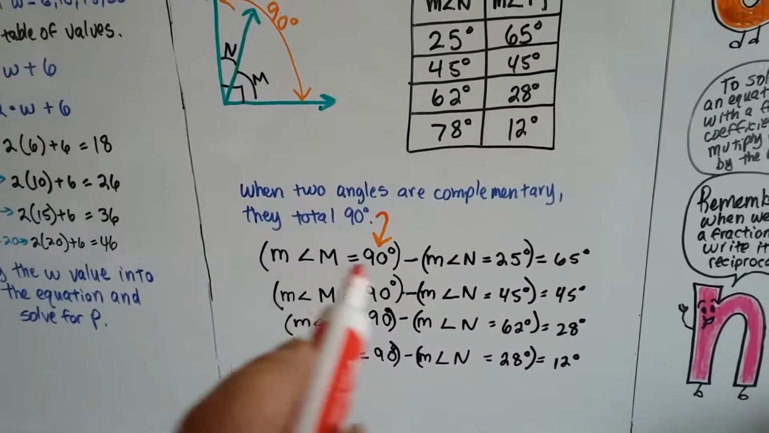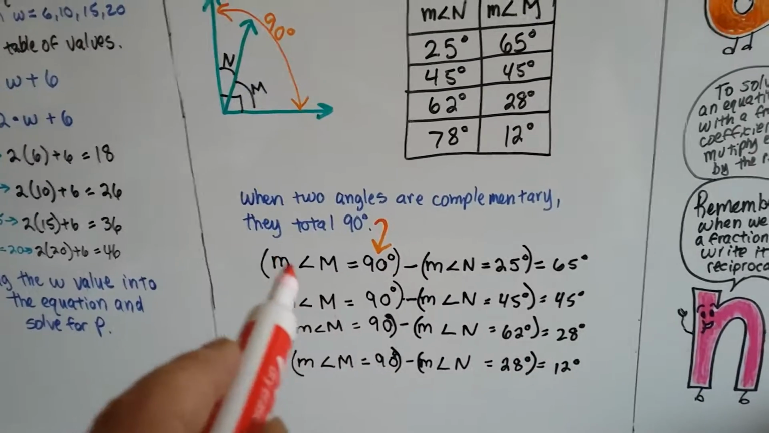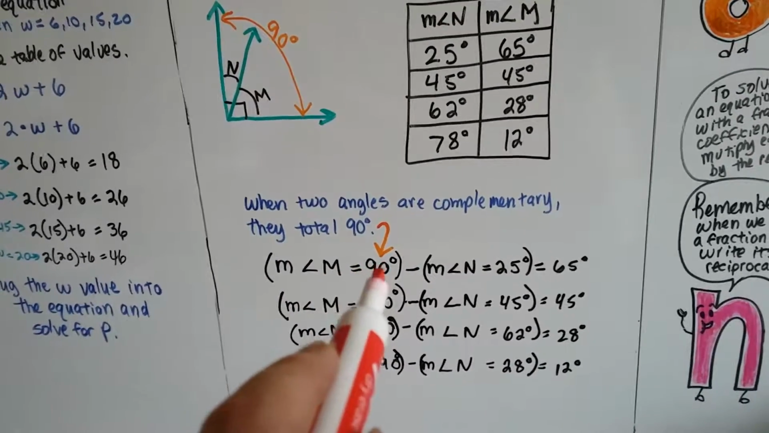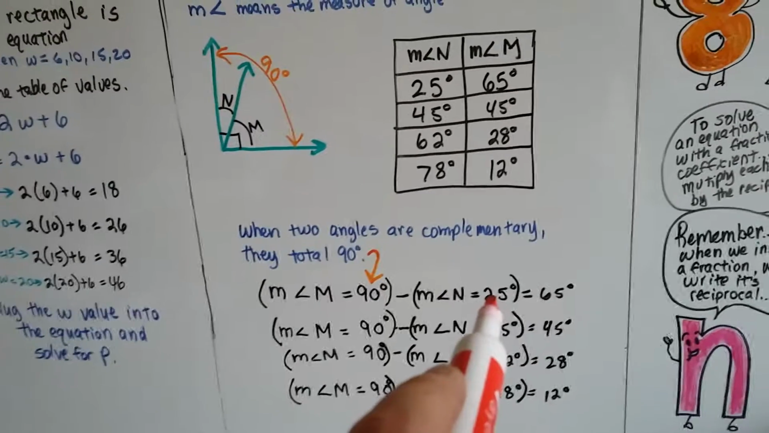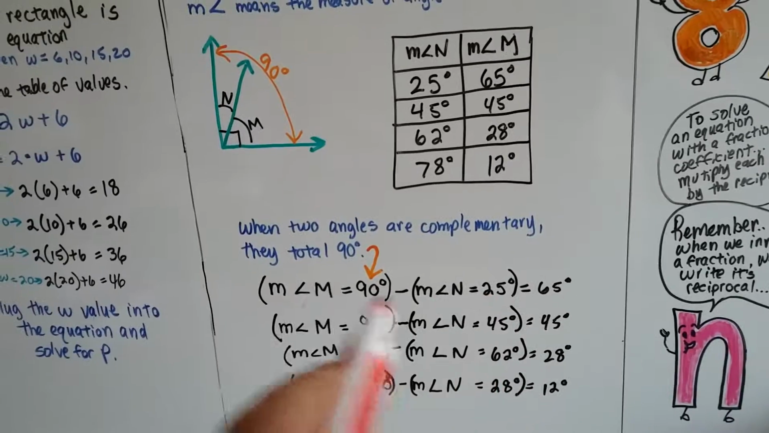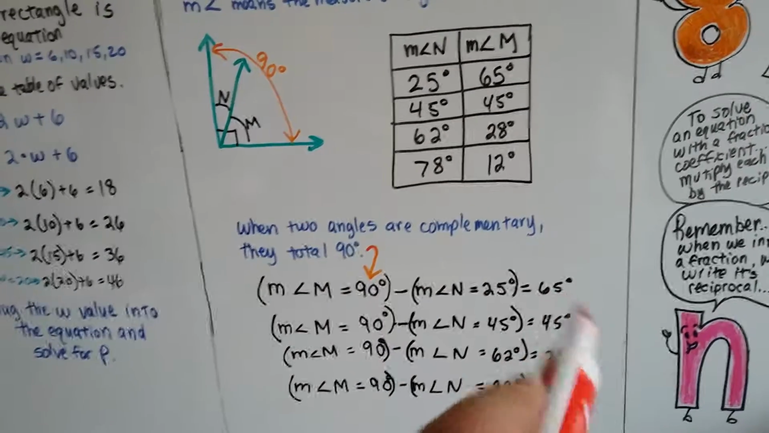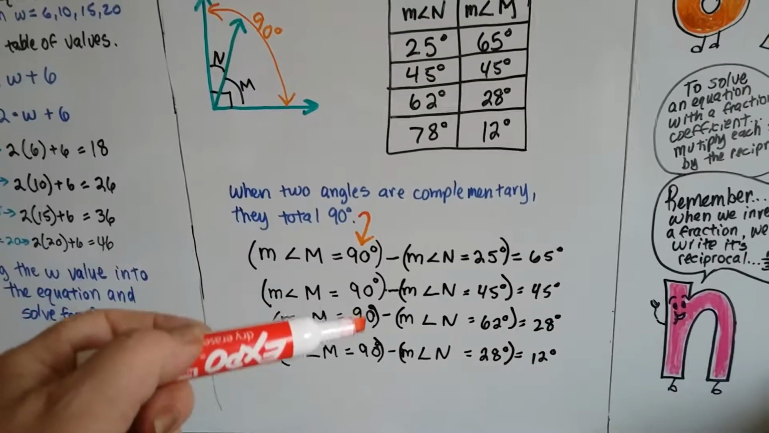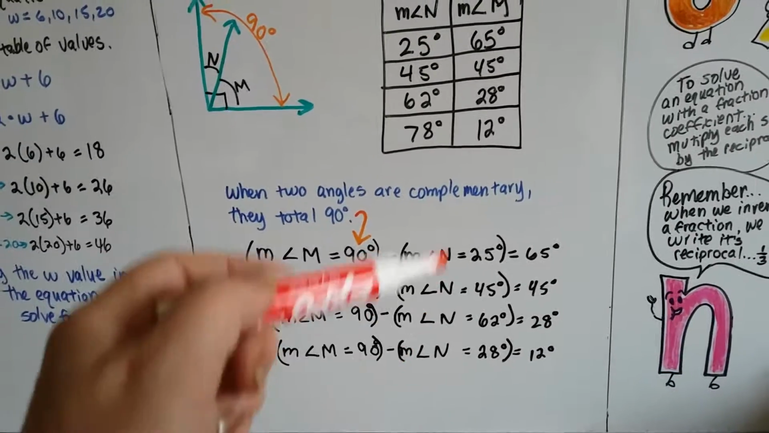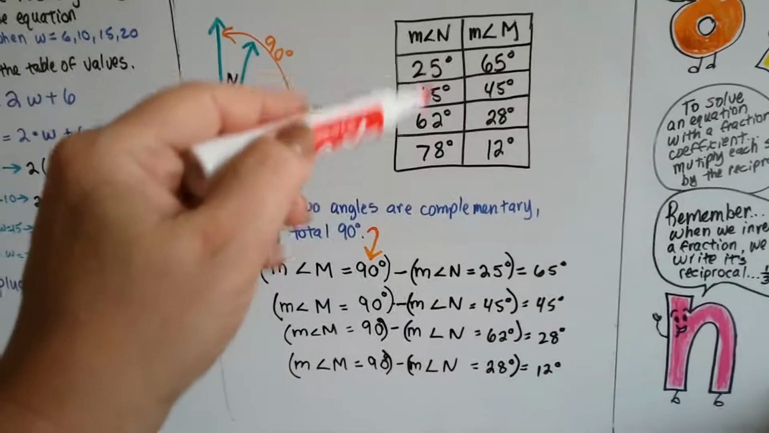So it wants us to use this equation, the measure of angle M equals 90 minus the measure of angle N. If it's 25 degrees, well, then the measure of angle M is 65, see? And I did it going all the way down. Here's all the measures of angle M equal to 90 minus, and then N being one of the values in this table, see?